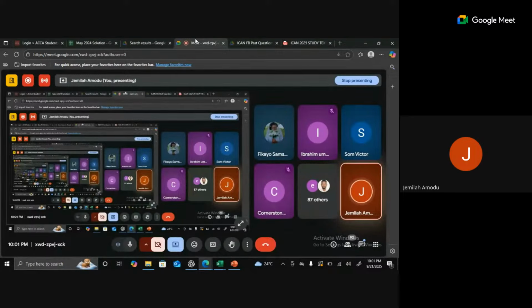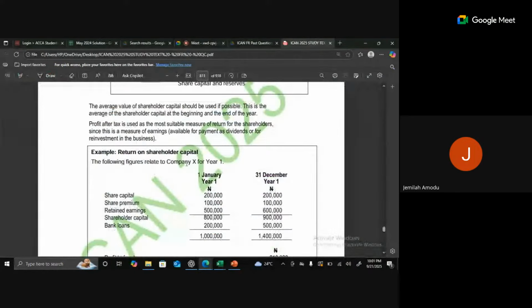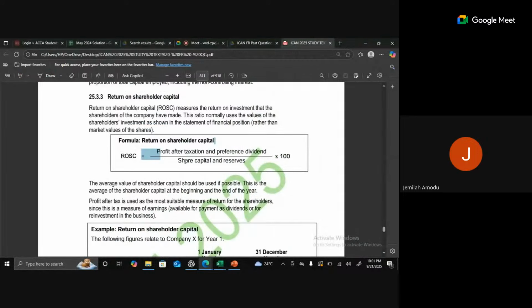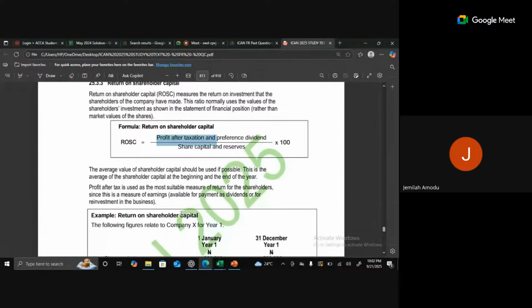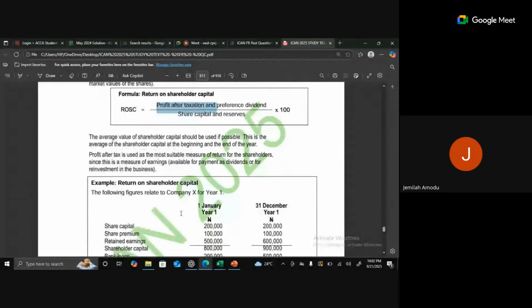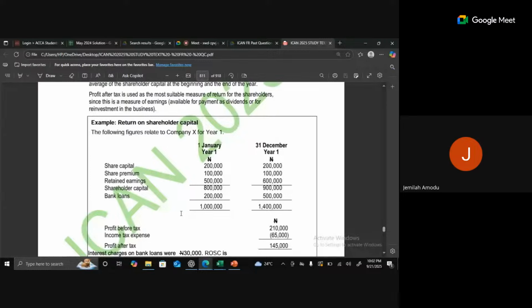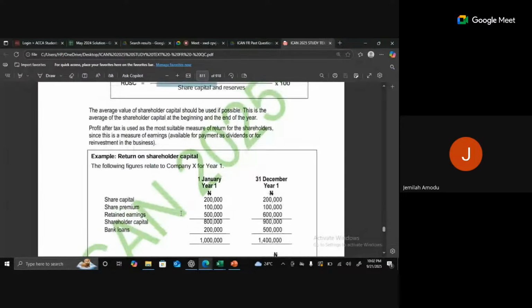Give me a minute. They said profit after tax and preference dividends. So let's look at the calculation, then we'll both understand it better. Let's look at the figure and see what they do. Did they add it or did they remove it? That's where we are going.